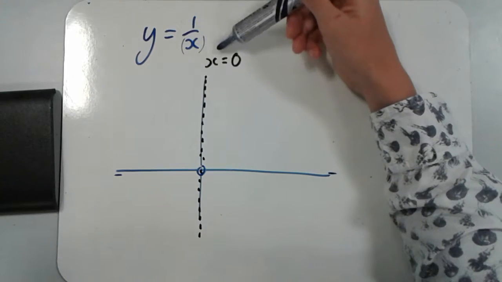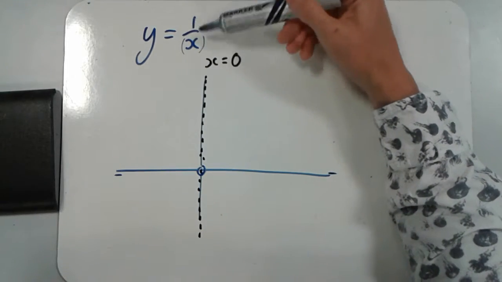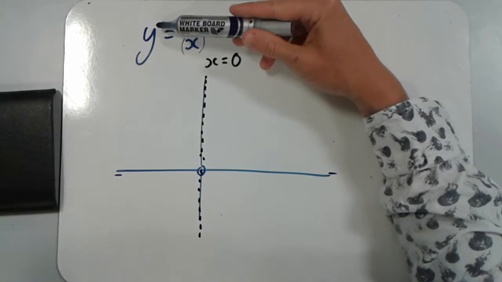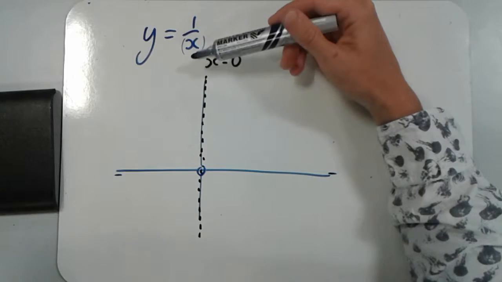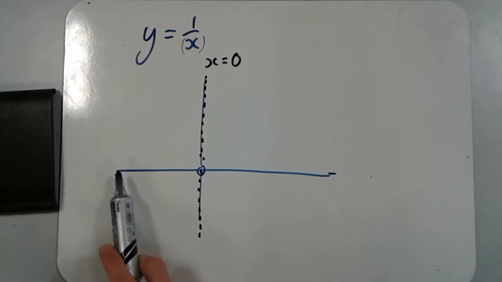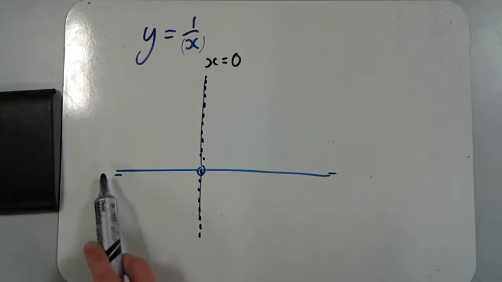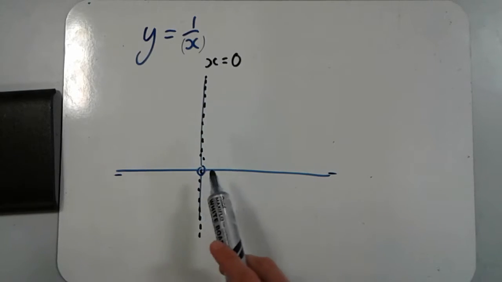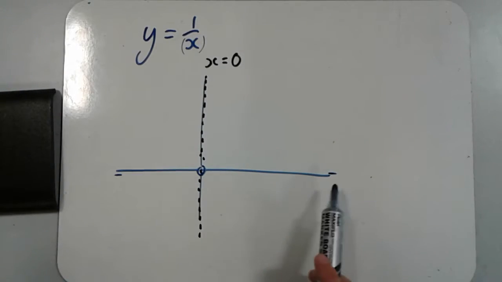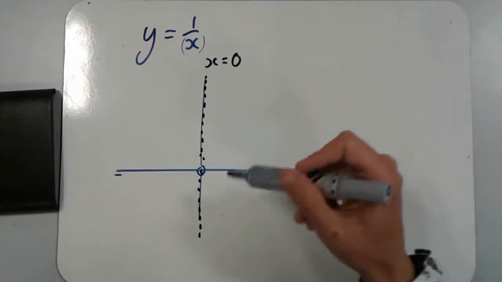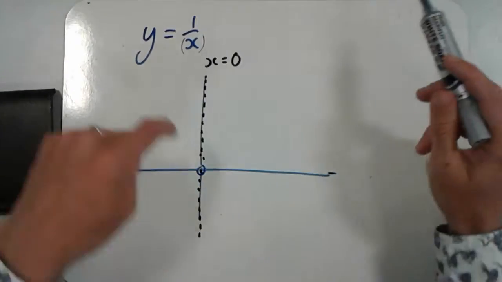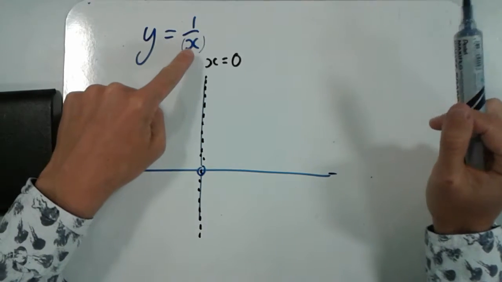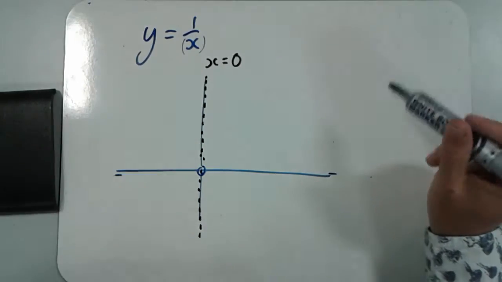If I try to set x to 0 to find a y-intercept, I can't do it. If we try to set y to 0, there's nothing I can divide 1 by to get 0. So there will be no y-intercepts. That tells me there should be no x-intercepts, I should not cross the x-axis. So let's consider what happens as I approach this asymptote. What happens when I divide by numbers which are very, very close to 0, but not 0?